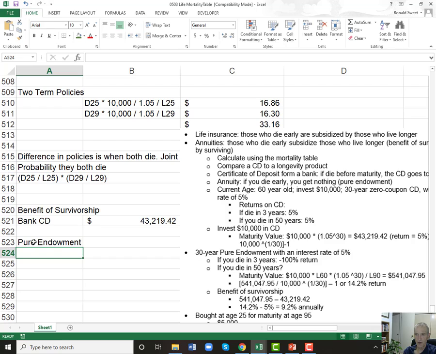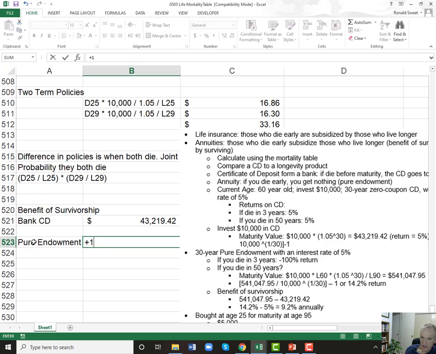If we do a pure endowment, this works for annuities, but we're going to do an annuity that only has one cash flow. So if you die, you get nothing, but if you're still alive in 30 years, you get a 5% per year return, plus you get all the money plus the investment return of those who died before that 30 years. So the way we handle this is the same $10,000, and we're going to invest it at 1 plus 0.05 raised to the 30th. So that's going to be the same. That's no different than what we just saw.